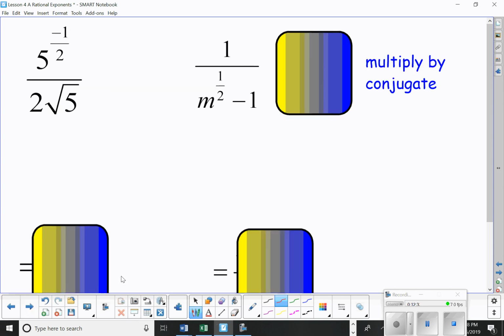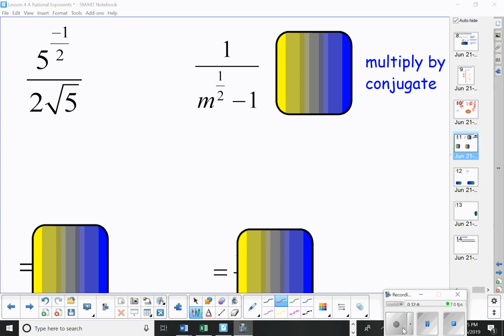Excellent. All right, try these two. Pause your video and try these two. Okay, so before you get too crazy about taking care of the square root of 5 in the denominator, let's look at this up here.